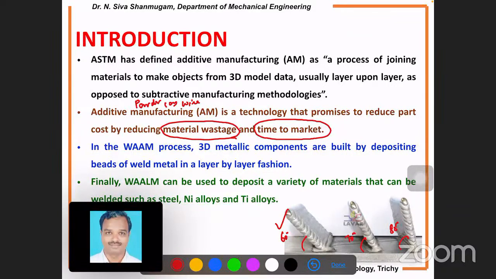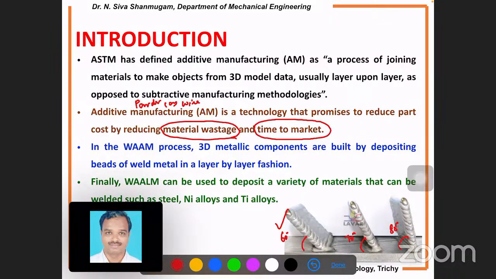Okay, so this is the one process, my dear friends. I am challenging you in this forum. This is the only process with reduction of material wastage and reduced material cost, where you can build at a different angle. In powder-based technology, it is very difficult. You have to invest so much money. But here, you can rotate the welding torch.